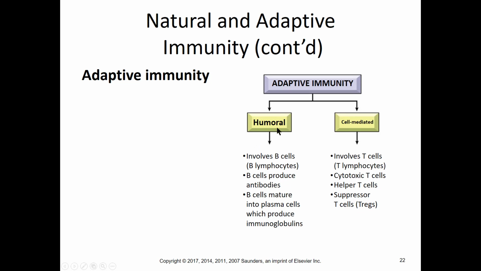The humoral immunity, on the other hand, involves the B cells or the B lymphocytes. And remember that the B cells produce antibodies. Those are the ones when you get vaccinated. That's why we vaccinate people, to create memory cells, to be able to remember. That's why it's called a vaccine.